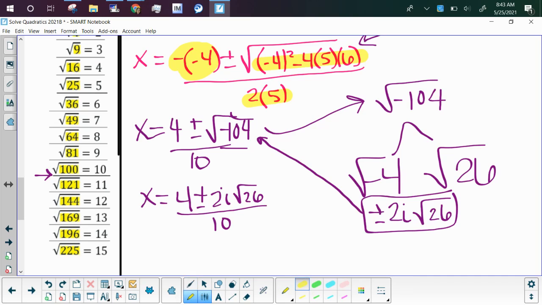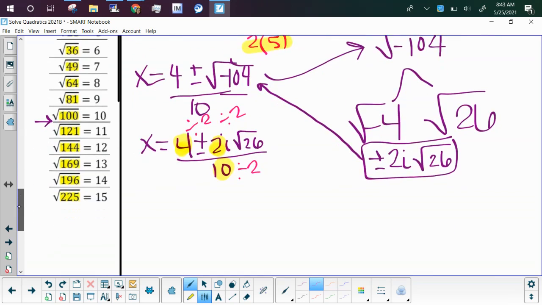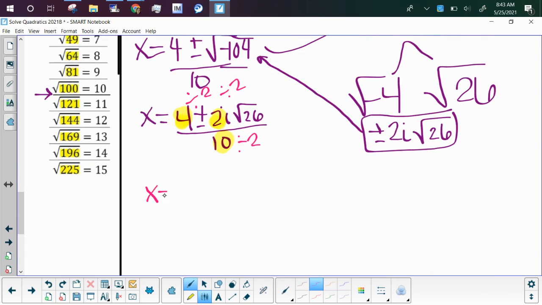Now, just like we did when it was just whole numbers and positive numbers, I could simplify this. So we've got 4, 2, and 10. So I could take out a 2 from each of those. So I'm going to factor out a 2 from each of those. And remember, factor out just means divide it out. So I've got x equals 4 divided by 2 gives me 2, plus or minus 2 divided by 2 gives me 1. I'm going to ignore the other stuff for a second, and 10 divided by 2 gives me 5.